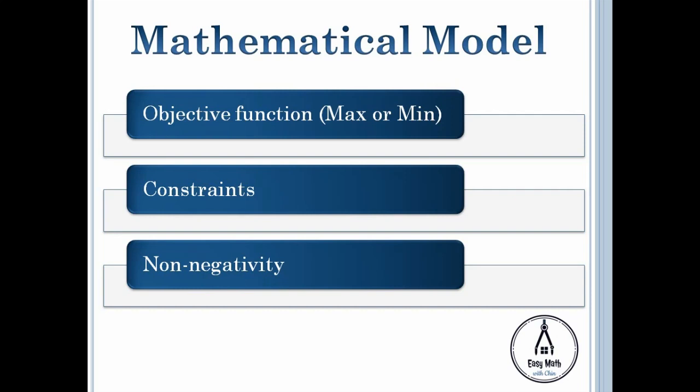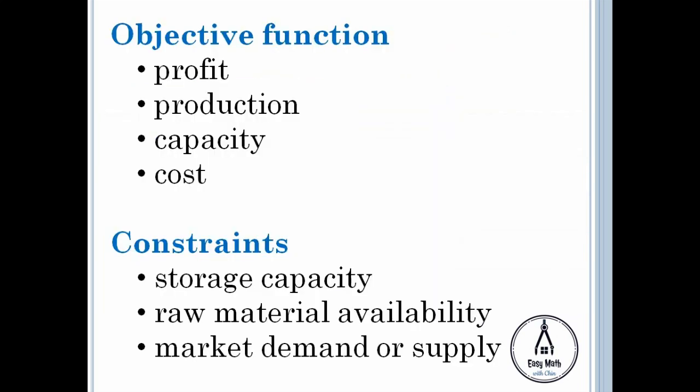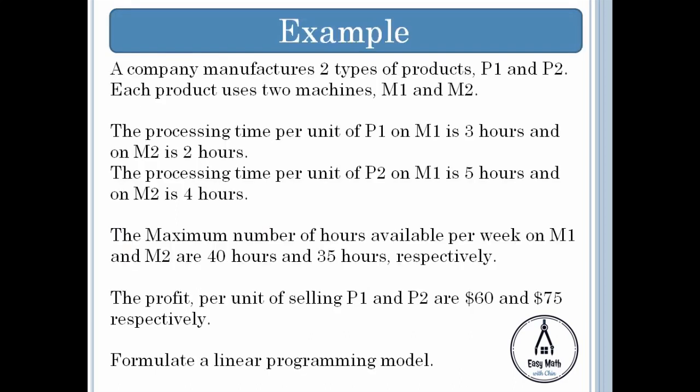So in linear programming, this objective function can be profit, production, capacity, cost, or any other measure of effectiveness. The constraints may be imposed by different sources such as storage capacity, raw material availability, market demand or supply. Okay, now let's move on to an example. Then you will undoubtedly get the idea of these linear programming models. If you want, you can write down the problem and try to make a linear programming model on your own.